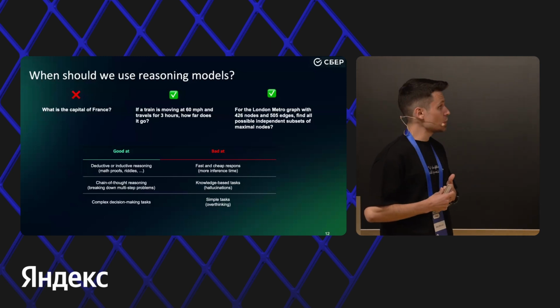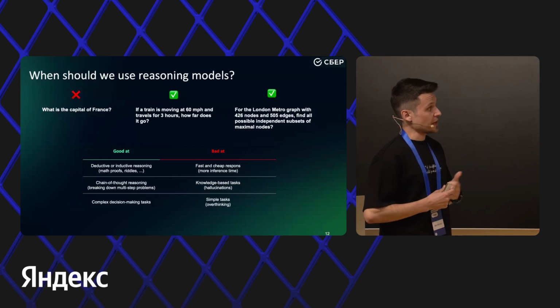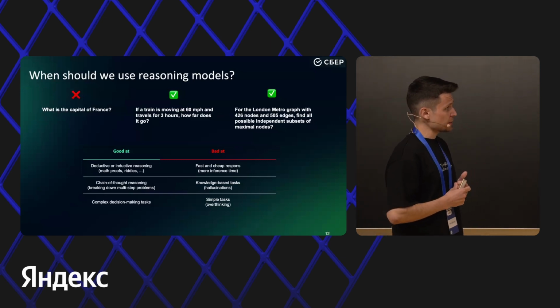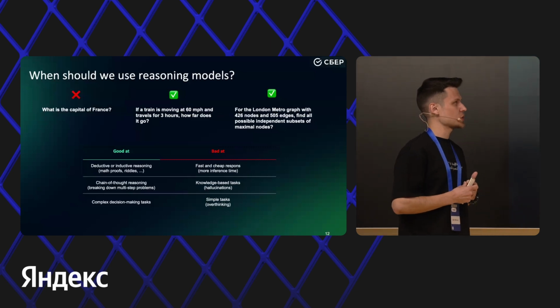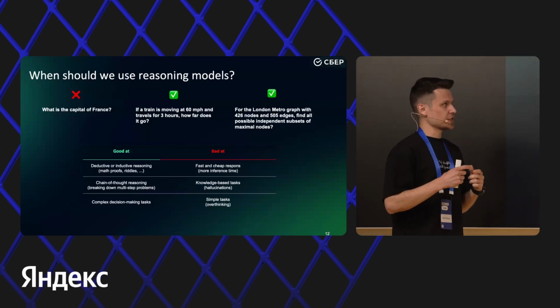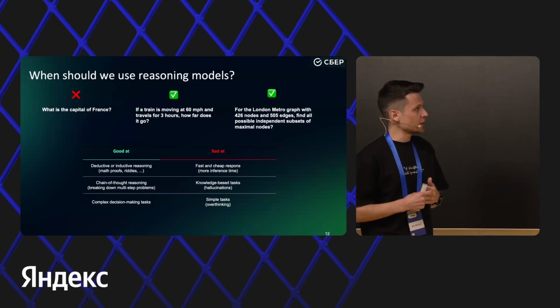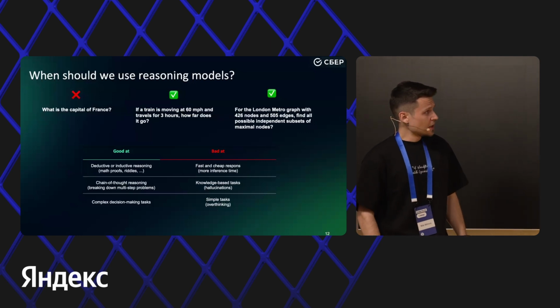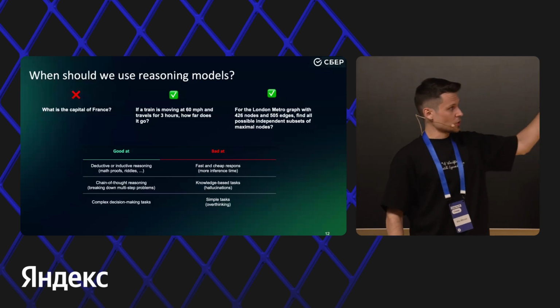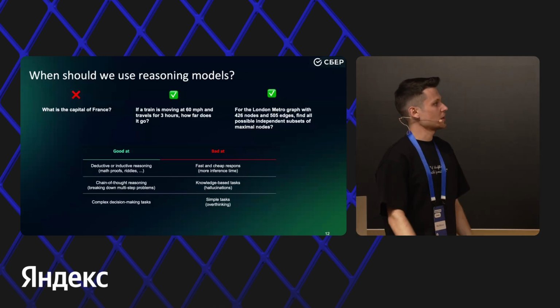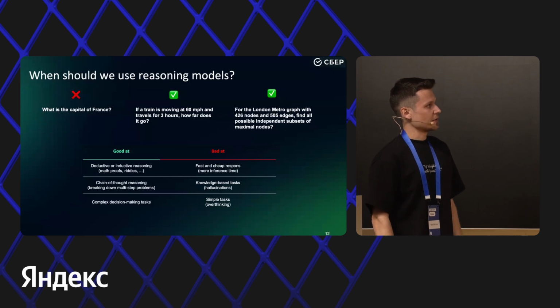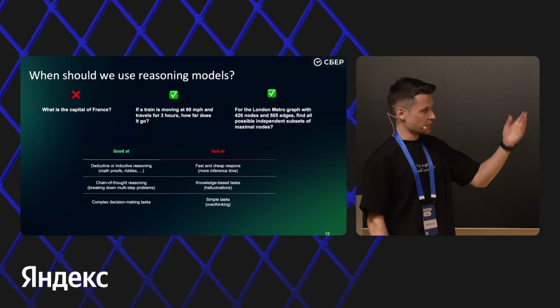And I would like to share with you one task that my team and I tried to solve. We tried to find all possible independent subsets of maximal nodes in a graph, and this graph represented the London Metro with 426 nodes and 505 edges. It means that each metro station is a node and each connection between metro stations is an edge. We tried to solve this problem exactly. We tested state-of-the-art reasoning models, but they could not solve this problem. And of course, this problem is NP-hard.